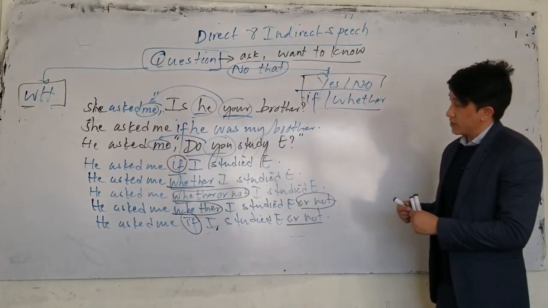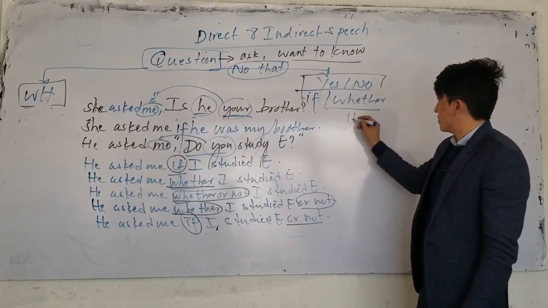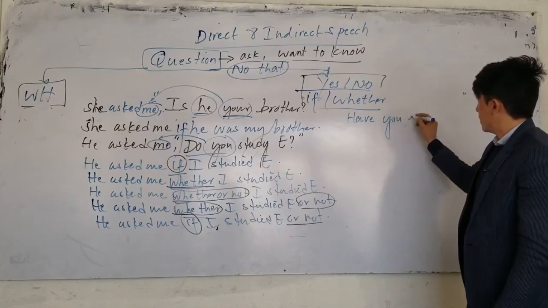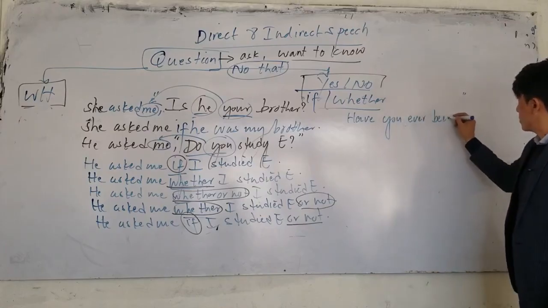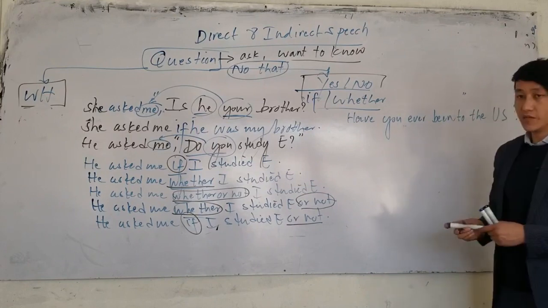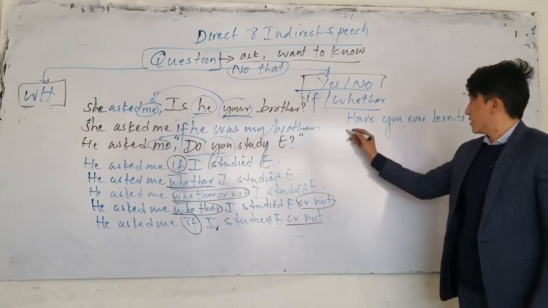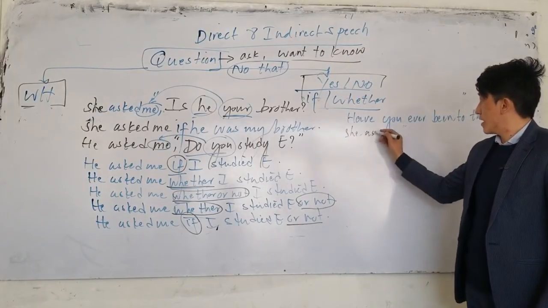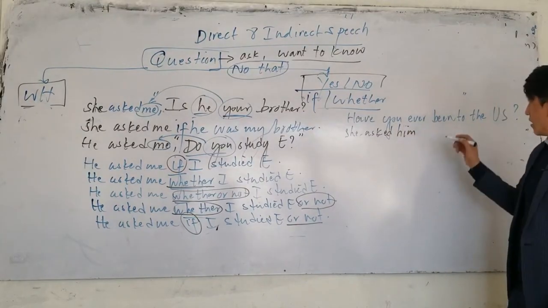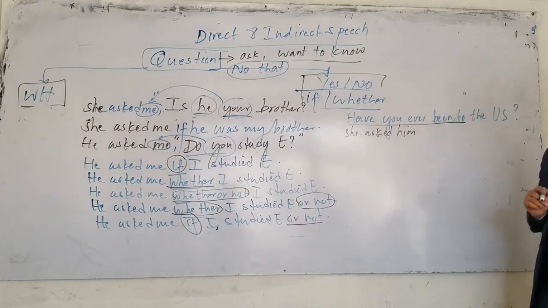If I have another sentence, look. If I have a sentence like this, for example, "Have you ever been to the US?" How should I change it? "Have you ever been to the US?" If I want to change it to indirect, how should I say? We can say she asked whom? She asked him, for example. What question is this? A yes/no question.